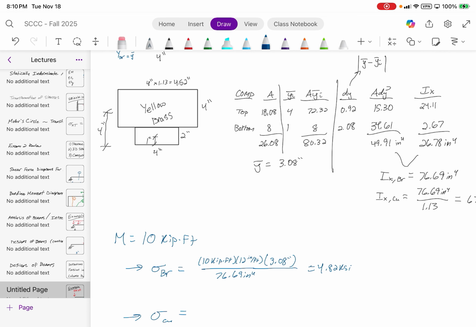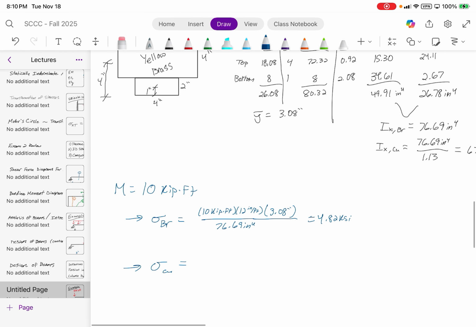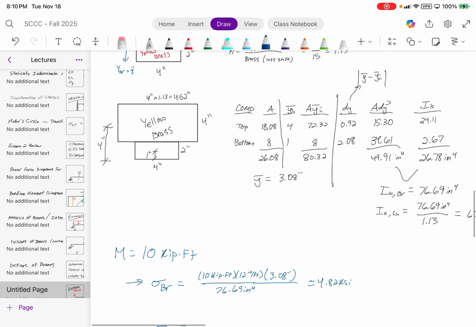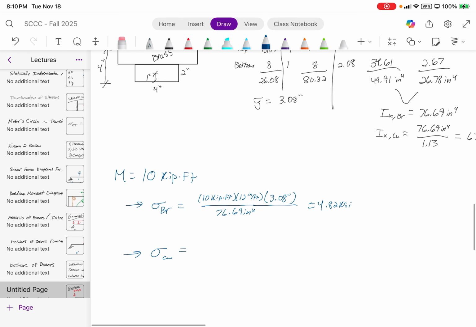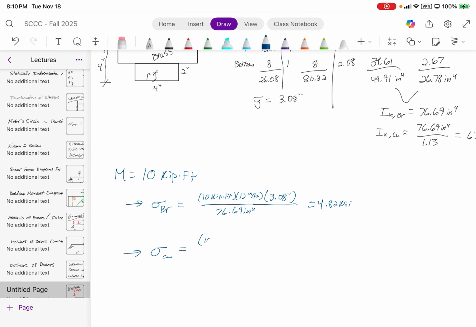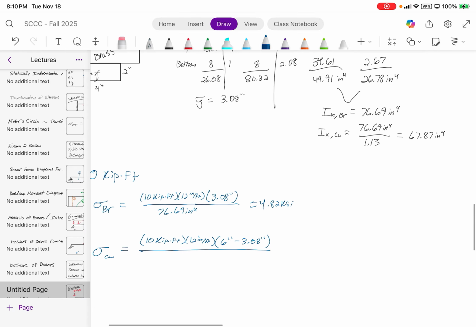I used 4 inches for my Y. Yeah, you have to be careful. You can't just use 4 inches or 2 inches. You can't use the height of the section. You have to use the location from the neutral axis. All right, and then for the copper, it's 10 kip-feet times 12 inches per foot, times 6 inches minus 3.08 inches, divided by I_x for the copper, which is 67.87 inches to the fourth.